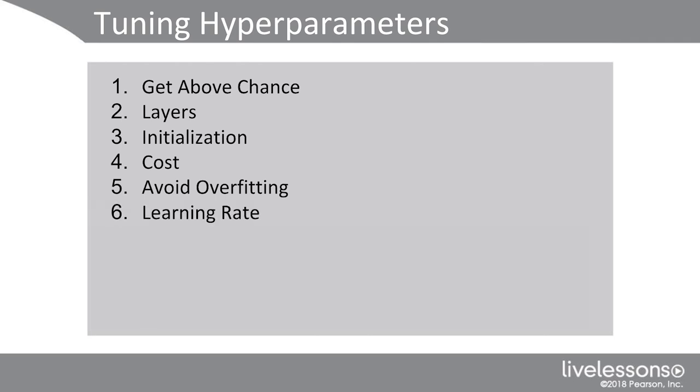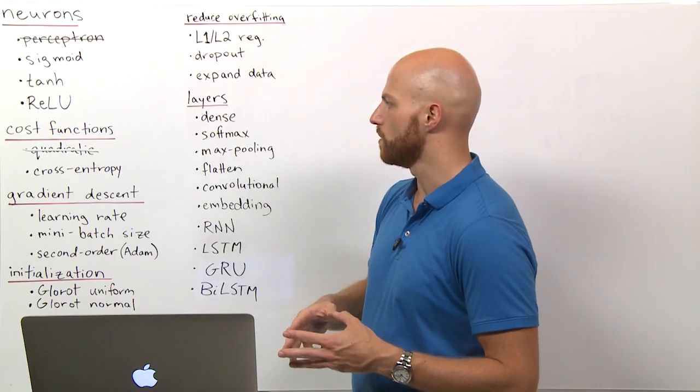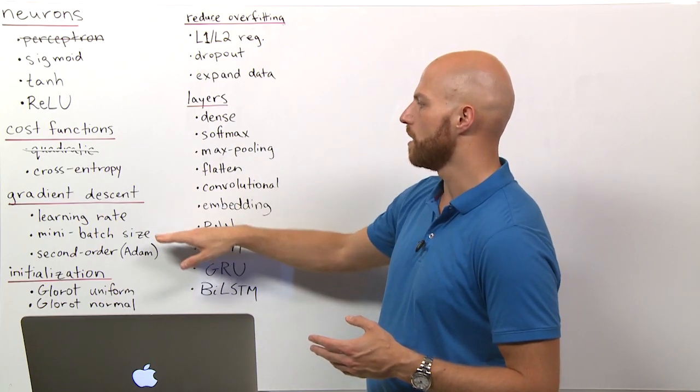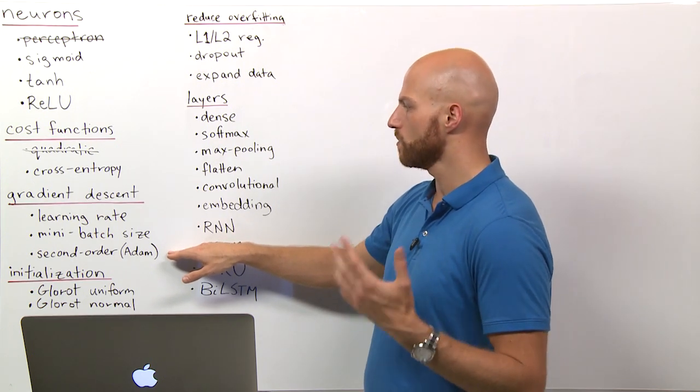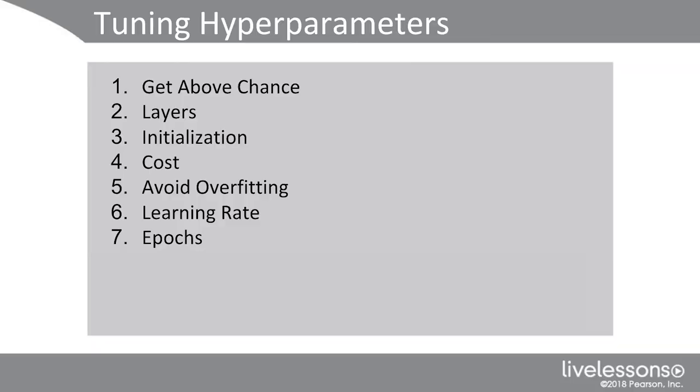The step 6 here is adjusting your learning rate. So that's your learning rate in gradient descent, including considering using second order approaches like Adam. You want to be looking at the number of epochs that you're training for and stopping early if necessary. You want to tune your regularization parameter lambda for the L1 and L2 regularization if you're using that in your network. And you want to tune your batch size. So mini batch size can end up being a surprisingly important hyperparameter to get right.